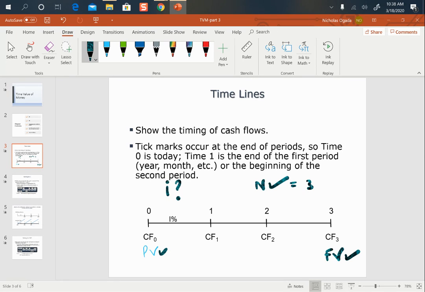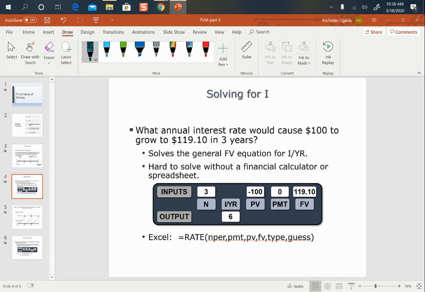In order for us to find I, the easy way to do so, because it's going to be more tedious trying to find the n and the I variables using the formula, even though you can do it, it's just going to consume most of the time. So the best way to approach the problem will be to use the financial calculator or to use a spreadsheet.